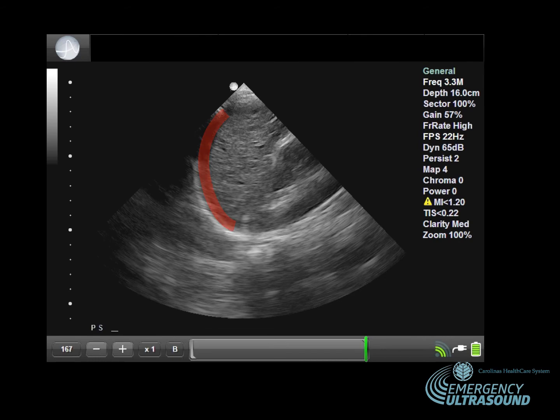So this is our next view. It's still a parasplenic view, but we're seeing that fluid wrapping around the spleen just below the diaphragm in that left upper quadrant view. Can everybody see that? Make sure that you're able to see and appreciate why it's so important to get that particular view.